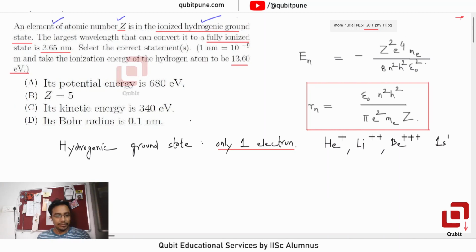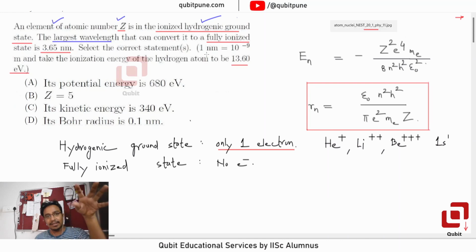Okay, now let's go to the next part. They say the largest wavelength that can convert it to a fully ionized state. Now what is meant by fully ionized state? Fully ionized state refers to a state where only the nucleus is there, all the electrons are gone. So no electrons. It's basically a state where no electron is bound to the nucleus.